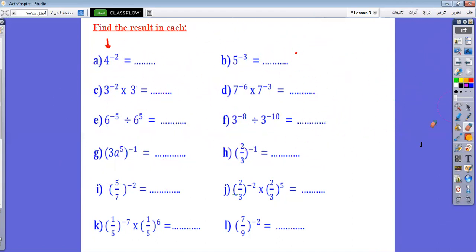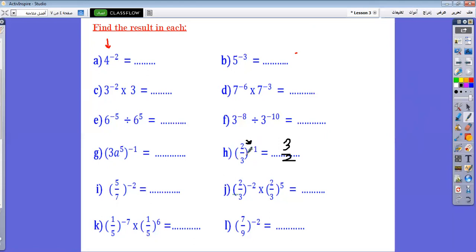Number H: you have here 2 over 3, all power negative 1. I want to make the power positive, not negative. So instead of 2 over 3 power negative 1, it will be 3 over 2 power 1, which is 3 over 2.